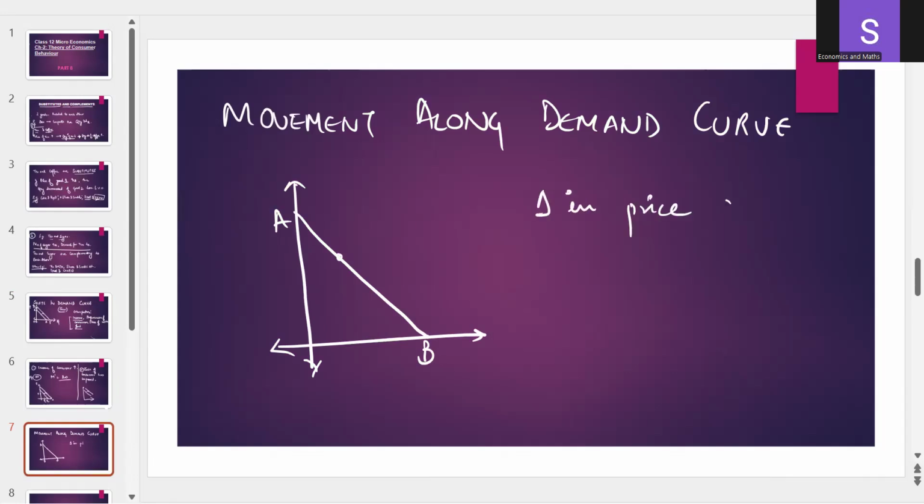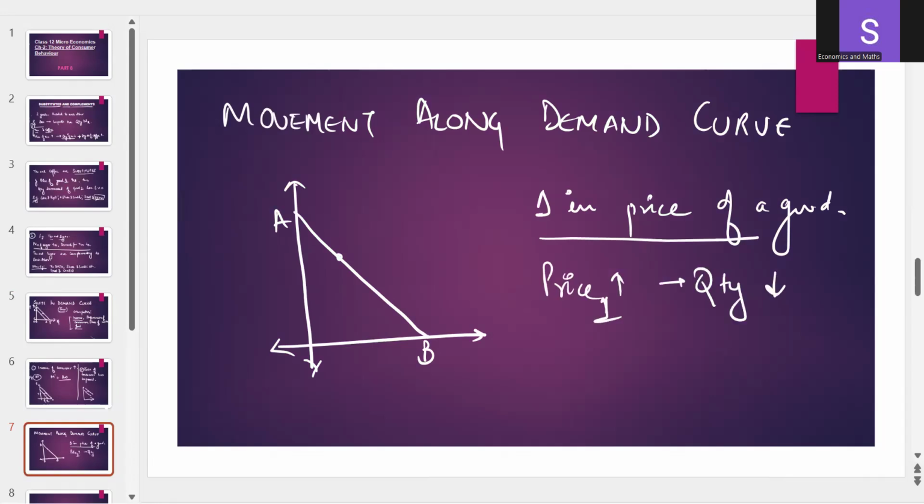Correct. So as we know, change in the price of a good is basically the law of demand that we have: as the price of a good increases, the quantity demanded of that good falls. So earlier the consumer was consuming, let's say, this. Now as the price of the good increases, the consumer would demand less of that good. Correct. So it is a movement along the demand curve.